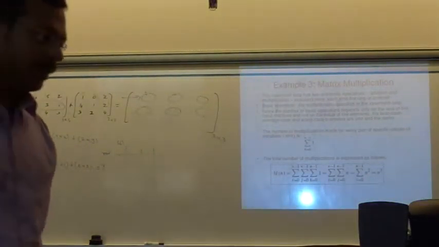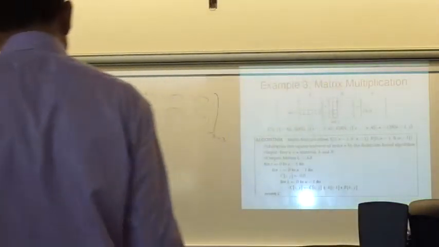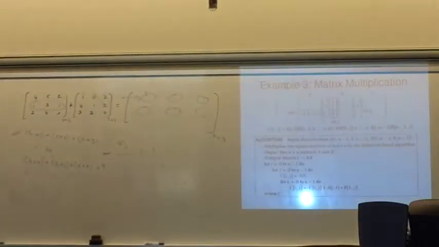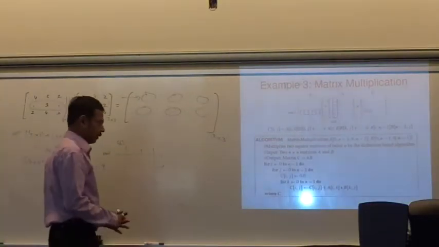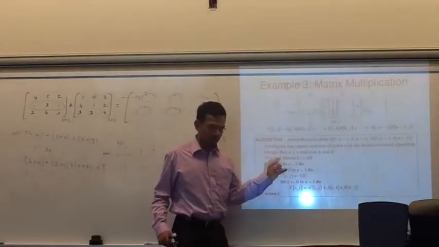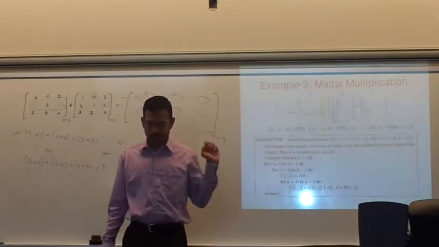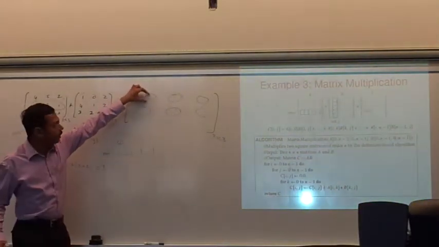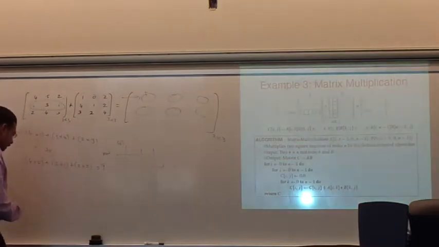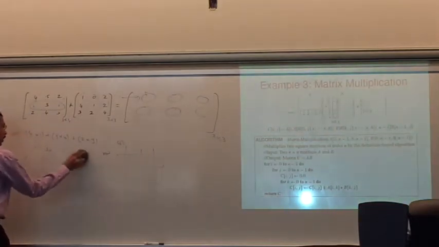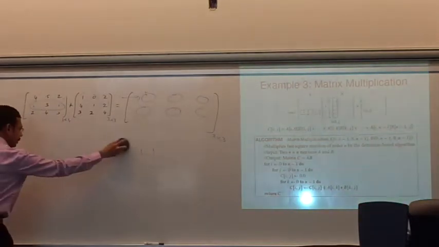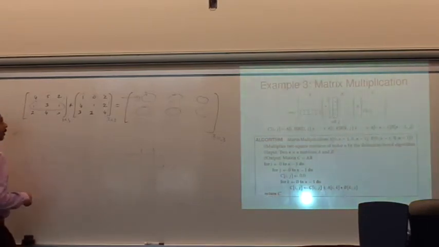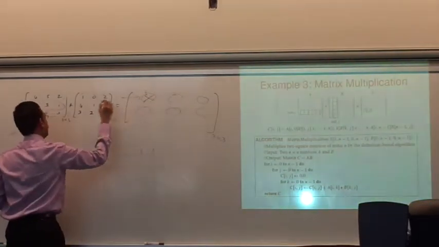So the pseudo code is given here. So basically you have 3 loops: for i equals 0 to n minus 1, j 0 to n minus 1, k 0 to n minus 1. So you see what we are doing here. To get one entry, if you have in general, or even here, how many multiplications are you trying to do?